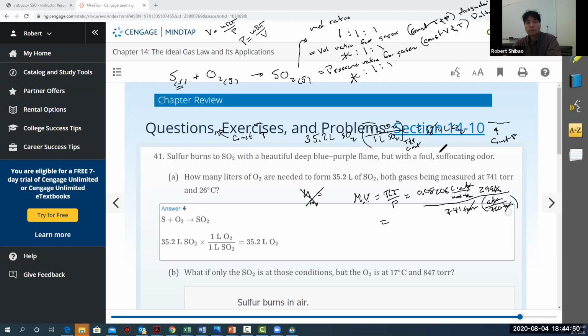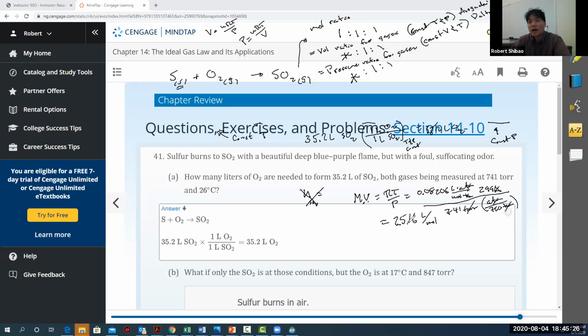Okay, what is it going to be? 0.08206 times 299 divided by 741. All right, I'm going to multiply by 760, just invert and multiply. 25.16. I'm allowed 2 sig figs, but I'll carry 1 extra. Liters per mole.